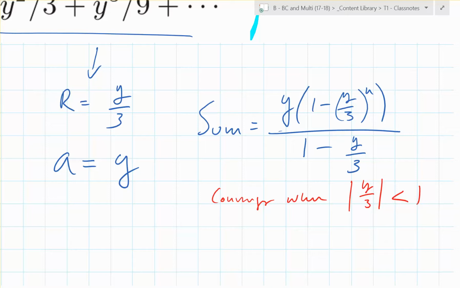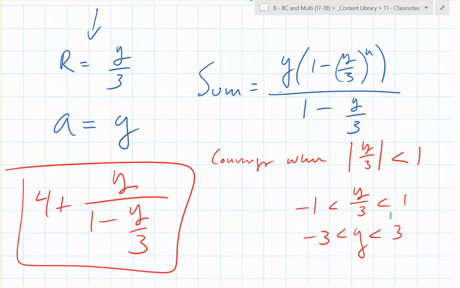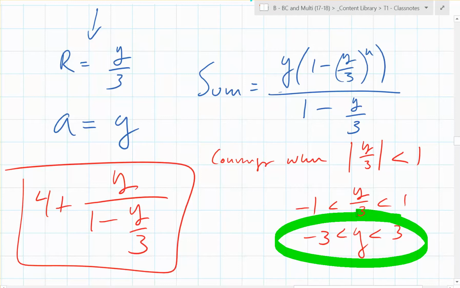It diverges, right? So if we want it to converge, that has to be true, which means that y over 3 has to be between these things, like that, right? So what does y have to be between? 3 and negative 3. Exactly. Yes. When y is between negative 3 and 3. If it's outside of those values, it will diverge.